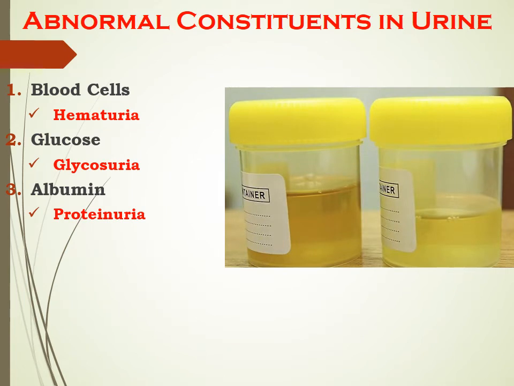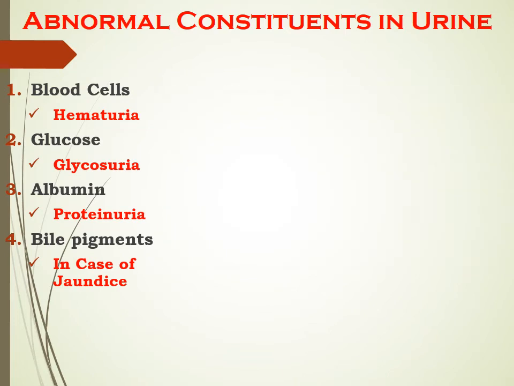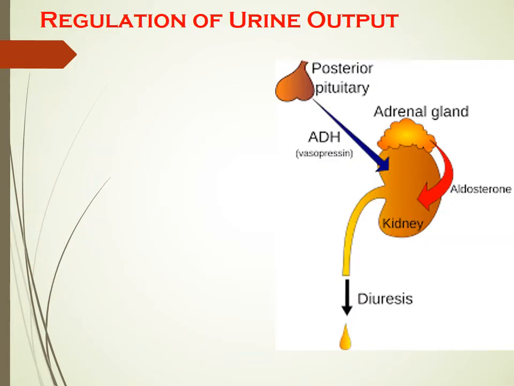To your right side is normal urine, and to your left side the bottle contains urine loaded with albumin, with a slightly cloudy or dark appearance. Fine. The last is bile pigments, and these bile pigments are present in our urine only in case of jaundice. So these are called abnormal constituents of urine. Don't forget hematuria, glycosuria. Okay, we'll move on to the next point.